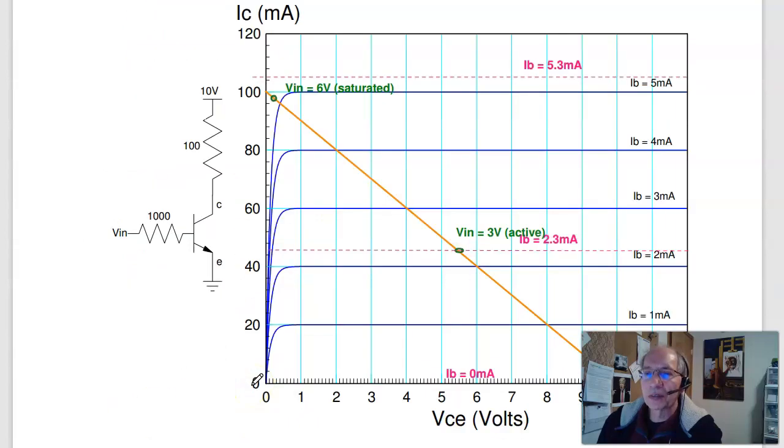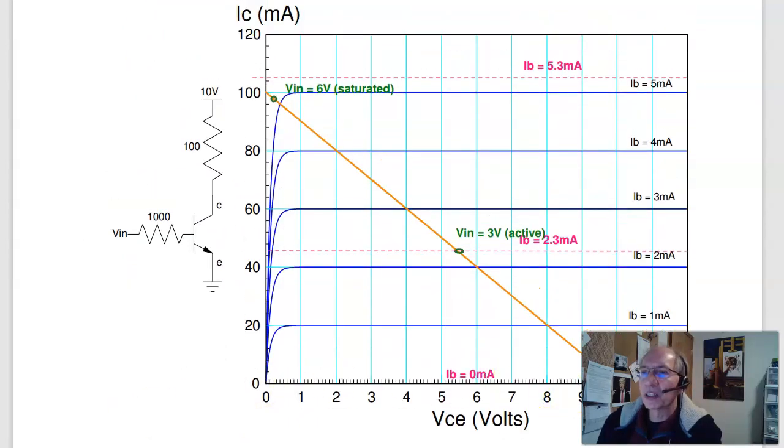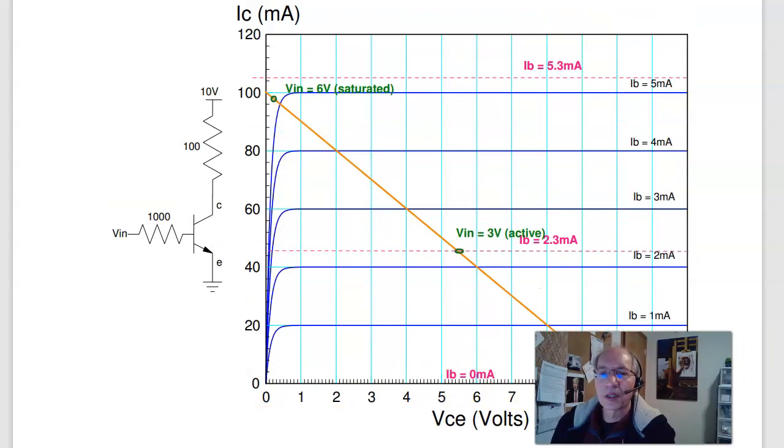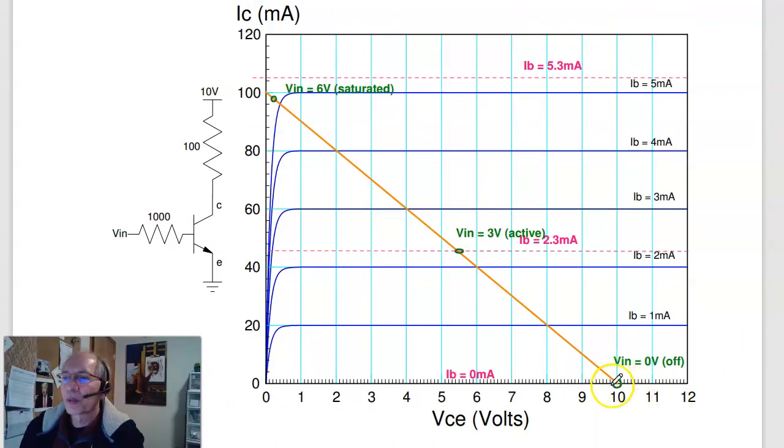Points are right here. When Vn is 0, I'm off. 3 volts, I'm active. And 6 volts, I'm trying to operate up here on the dotted line. I can't get there, so I saturate. I move up the load line as far as I can to about 0.2 volts. Then I'm stuck. I'm saturated.